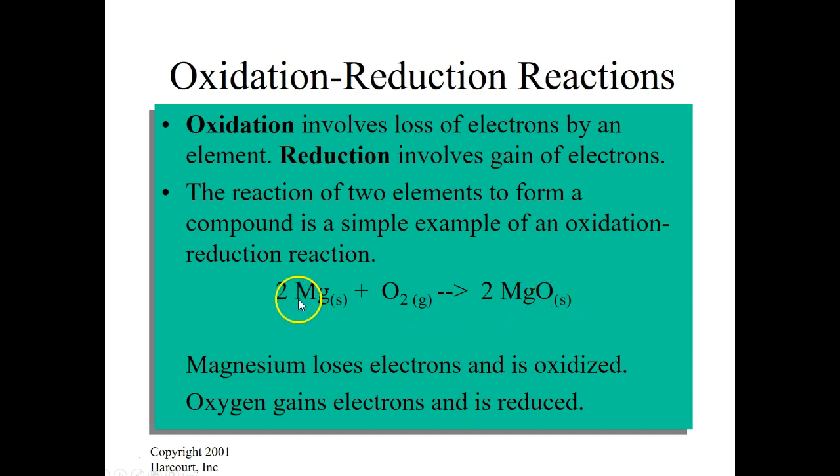So Mg went from 0 to +2. So that means it gets more positive, so it's oxidized. Oxygen goes from 0 to -2, so it became more negative, so it's reduced. So work on these practice problems because there's a couple of these on the Unit 2 test.